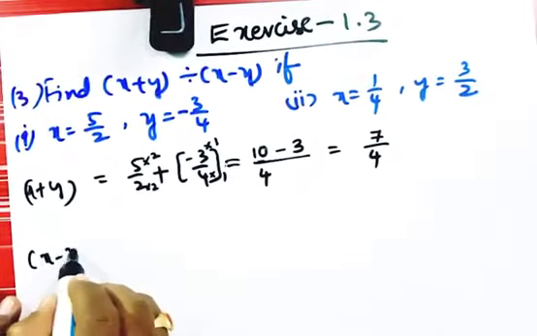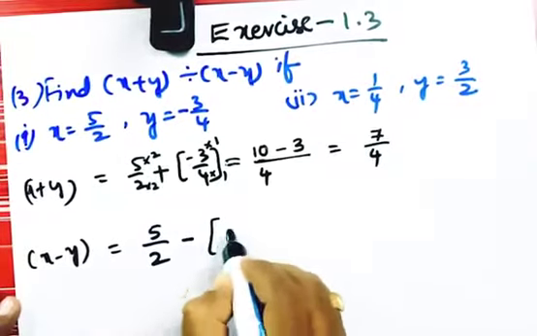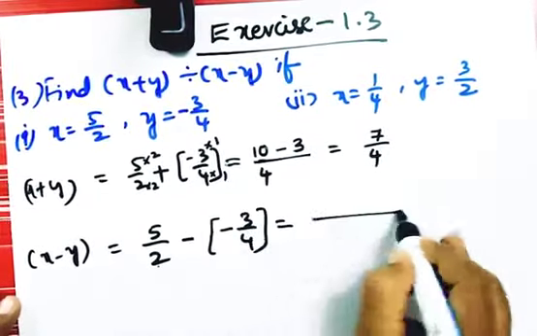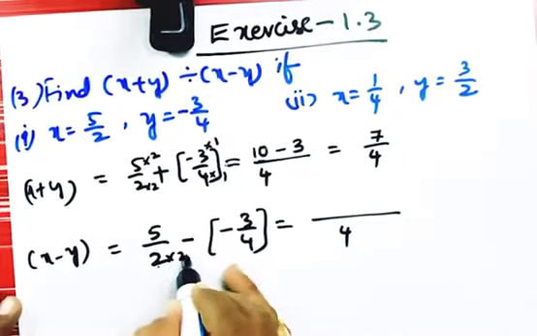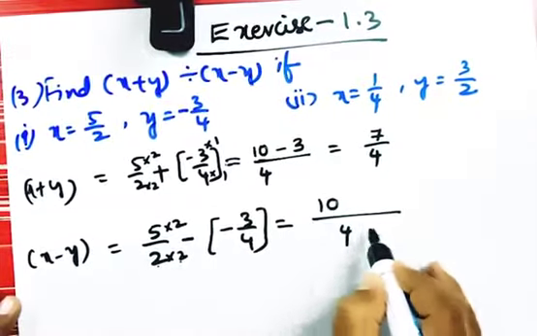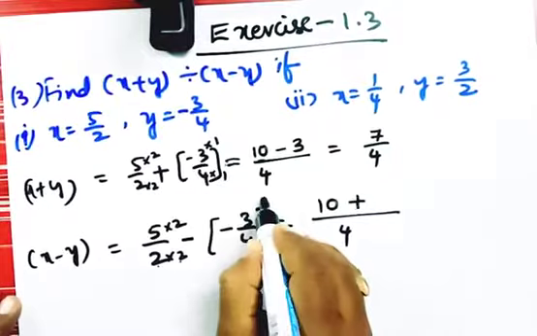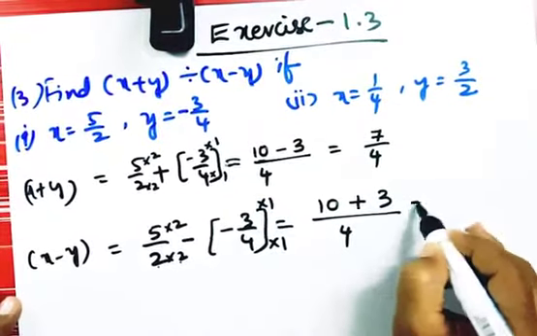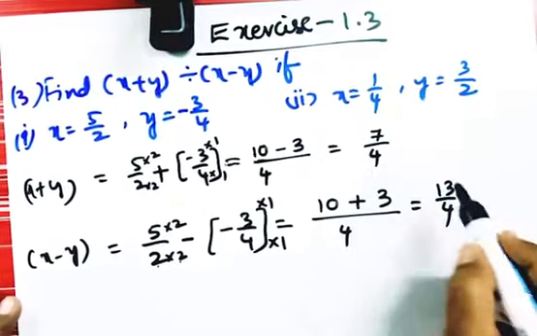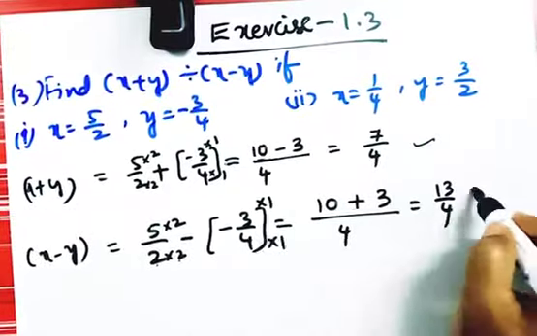Then again you can find x minus y. That is 5 by 2 minus of minus 3 by 4. The LCM of 2 and 4 is 4. So 2 times 2 is 4, and 5 times 2 is 10. Minus into minus you will get plus, then 3 times 1 is 3. So you will get 13 by 4. So the x plus y answer is 7 by 4 and the x minus y answer is 13 by 4. Now we are dividing these two answers.